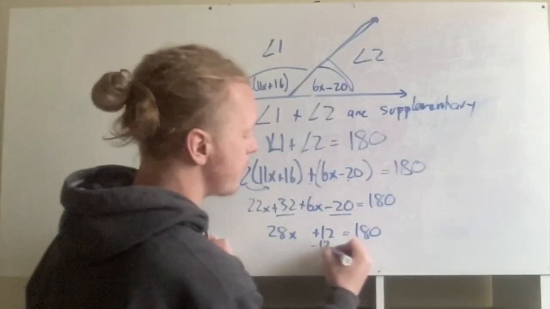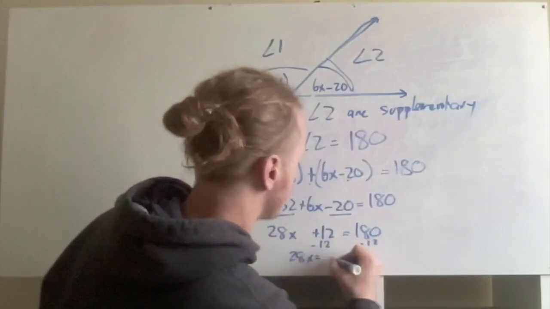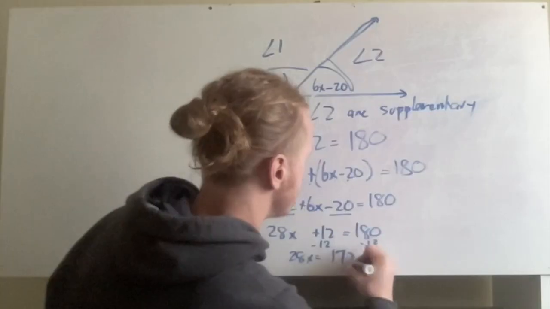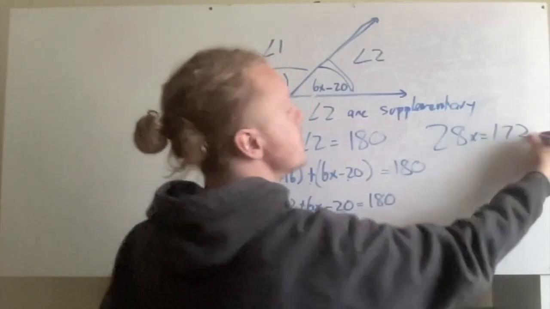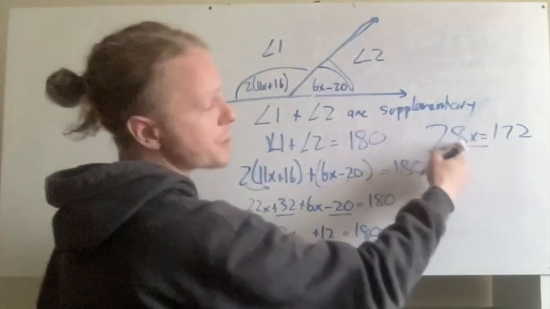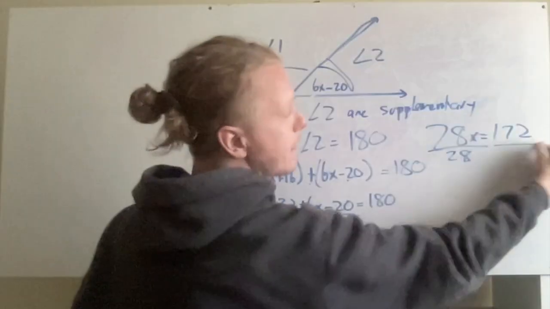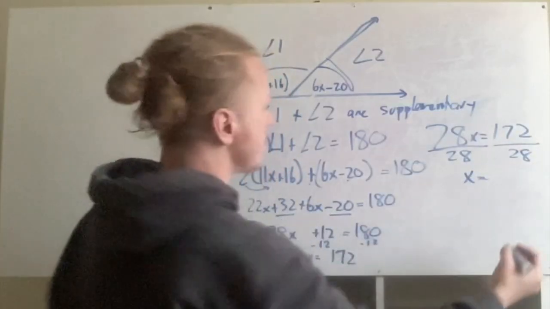We take away 12, we get 28x equals 172. And then what's our last step here? We're always going to divide by the coefficient of x. Divide both sides by 28. And we would get that x equals 6.